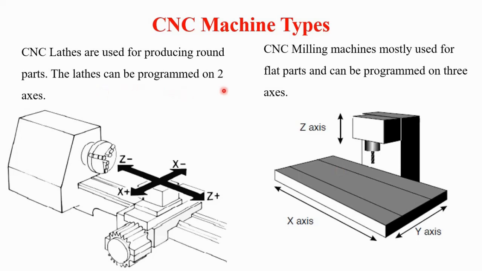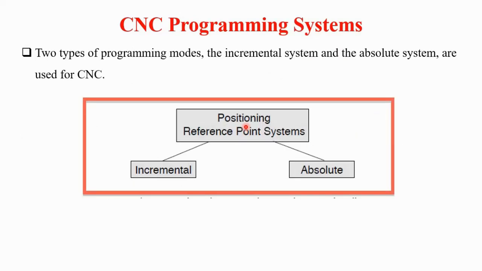Again, the lathes can be programmed on two axes, x and z, and the milling machines can be programmed on three axes, x, y, and z, while programming. Then CNC programming systems. There are two types of programming modes, incremental or absolute systems of the CNC. This incremental and absolute system again depends on the reference point. We will discuss in detail.